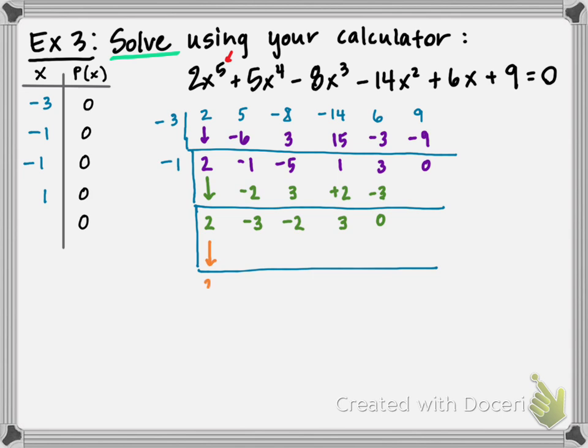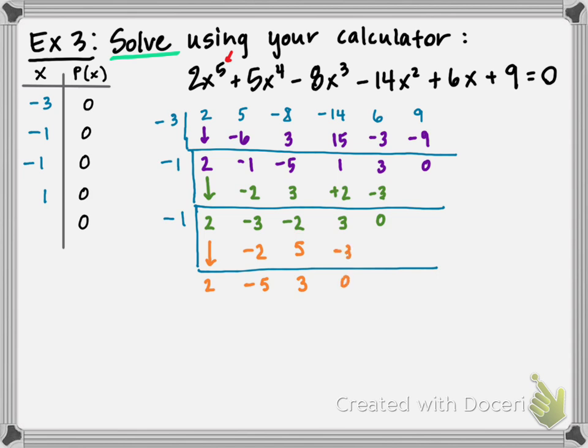Step 1, drop. So we have 2. Oh, maybe I should write negative 1 on the outside. Good job. Okay, 2 times negative 1. The product is negative 2. The sum is going to be negative 5. Negative 5 times 1 is negative 5. The sum is going to be 3. The product is negative 3.